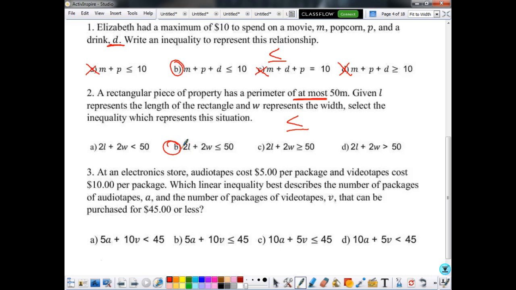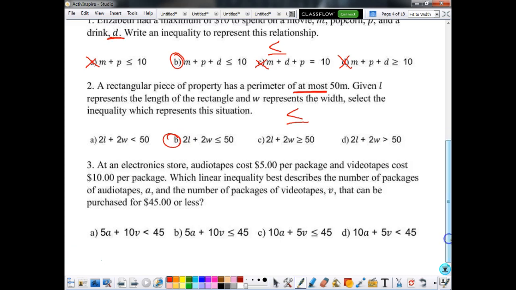So yes, it would be B. Okay, try number 3 real quick. At an electronics store, audio tapes cost $5 per package, and videotapes cost $10 per package. Which linear inequality best describes the number of packages of audio tapes A and the number of packages of videotapes V that can be purchased for $45 or less? Remember, when you get two options, they're on the same side. So we have audio tapes and videotapes, and $45 or less, so the 45 is going to be here.